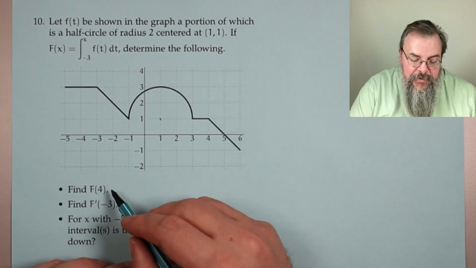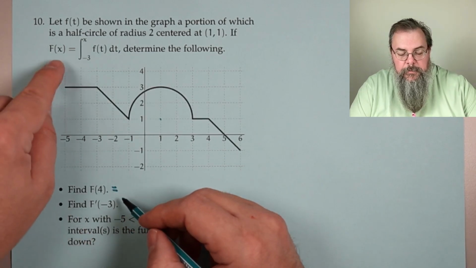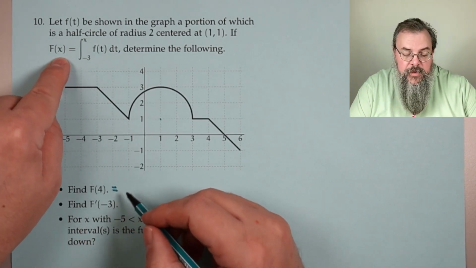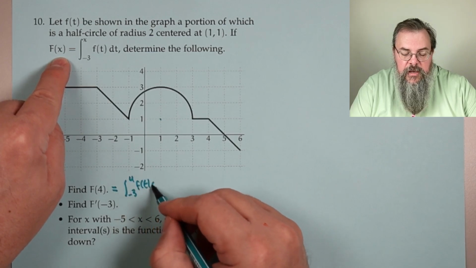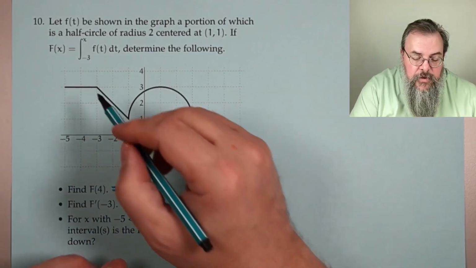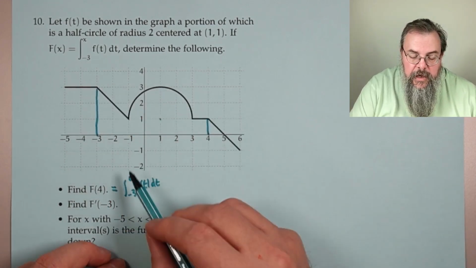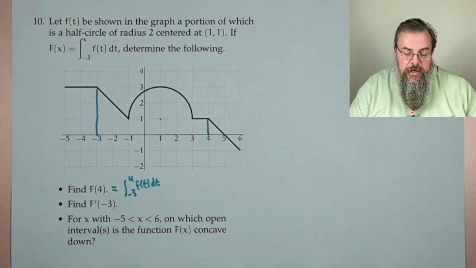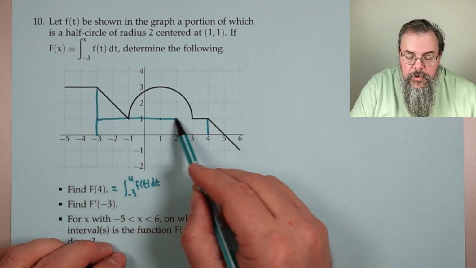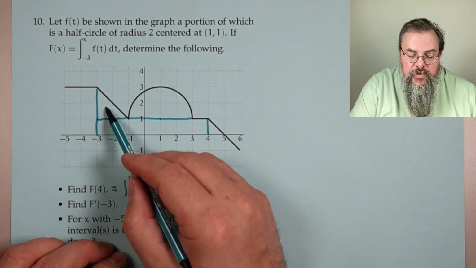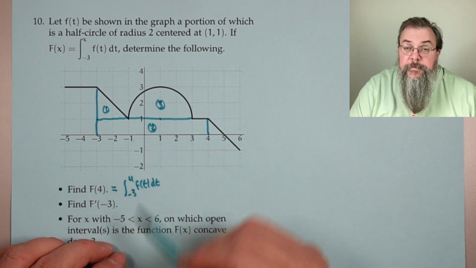Now, let's think about this. If I'm plugging in 4 for x, this is the integral from negative 3 to 4 of f of t dt. So we're going to go from negative 3 to positive 4, and we want this area. We can split it up into 3 pieces: this triangle, this very long rectangle, and this half circle.